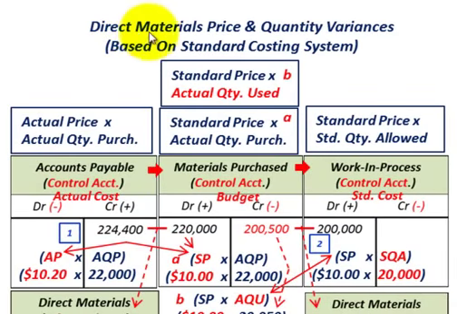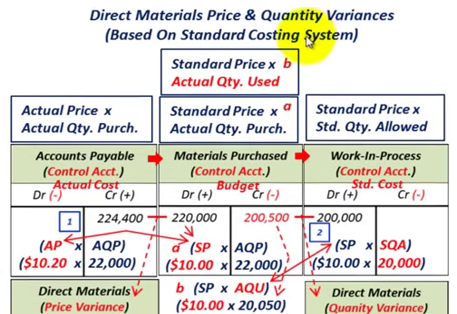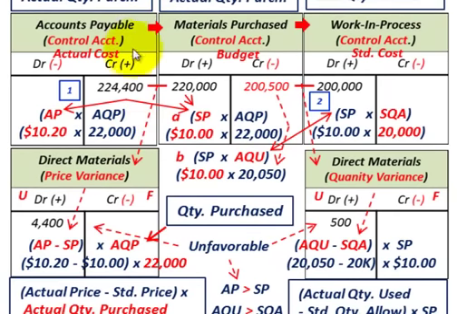What we're going to be going over here is direct materials price and quantity variances, and we're going to be calculating those based on the standard costing system. I've laid it out in T account form here. To understand what's going on with these variances, let's trace through these T accounts to get an overview, and then we'll get into the details.